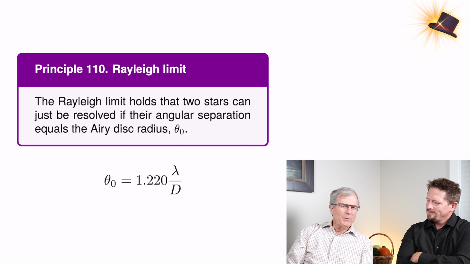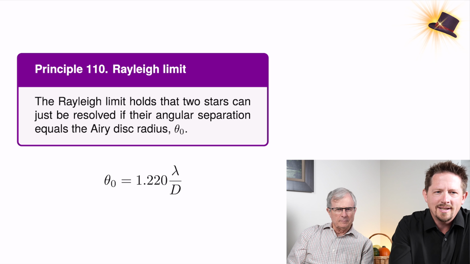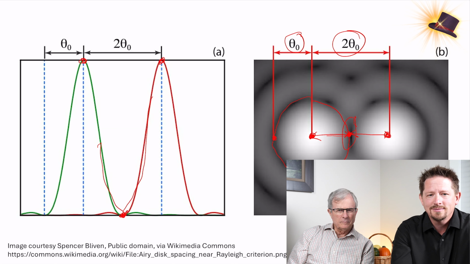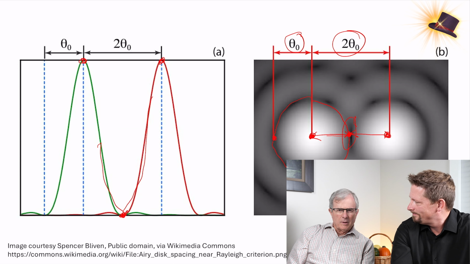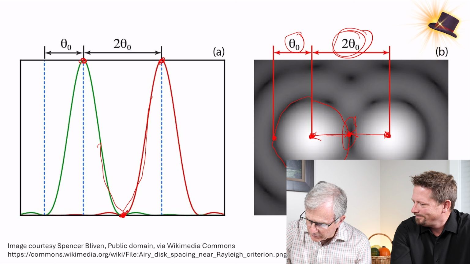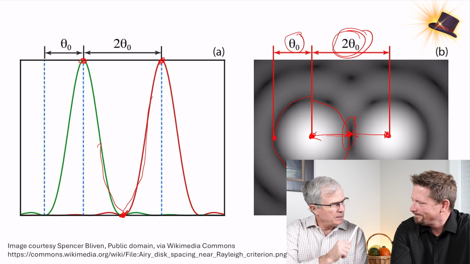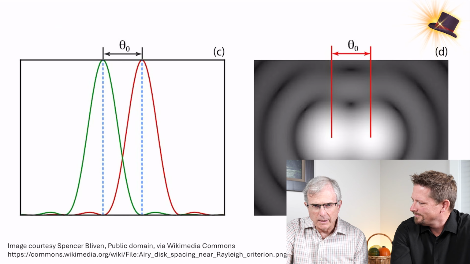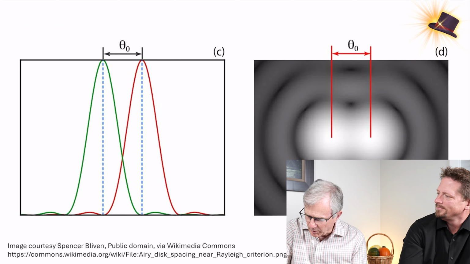Okay, so the Rayleigh limit. Principle 110. The Rayleigh limit holds that two stars can just be resolved if their angular separation equals the Airy disk radius. Perfect. So here we had an angular separation of the two stars of twice the Airy disk radius. The Rayleigh criterion holds that if you put them at the Airy disk radius apart.